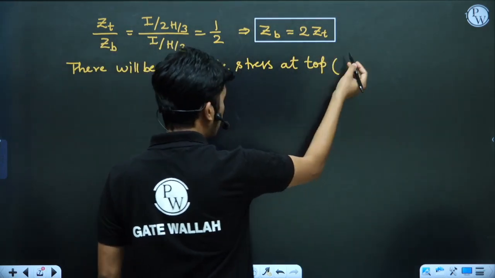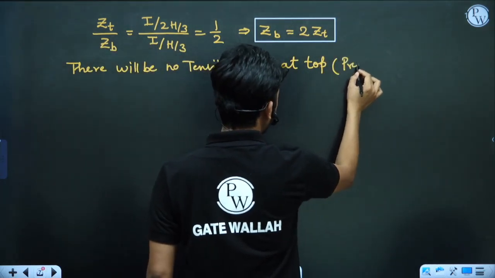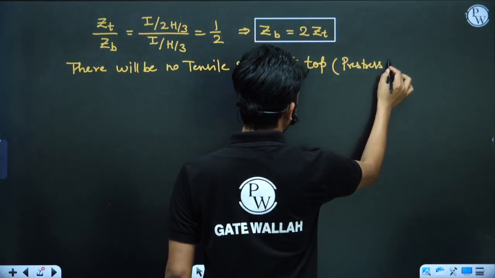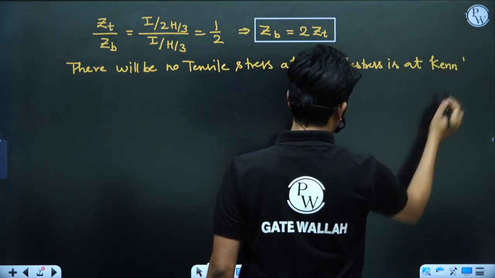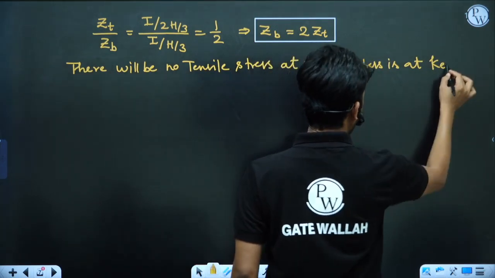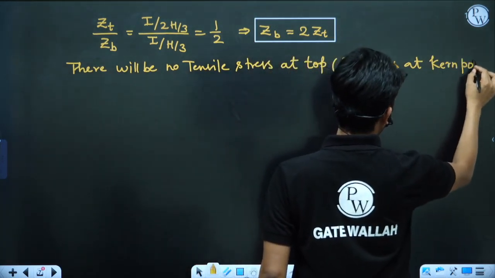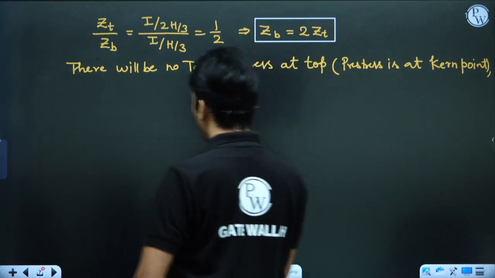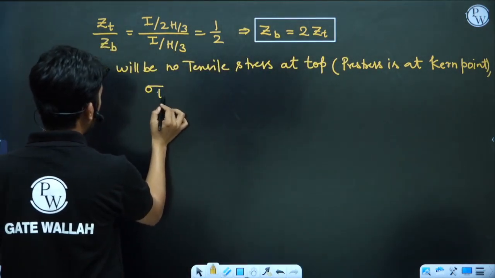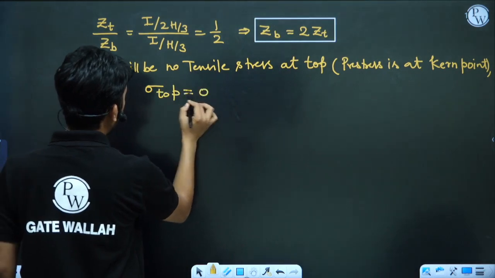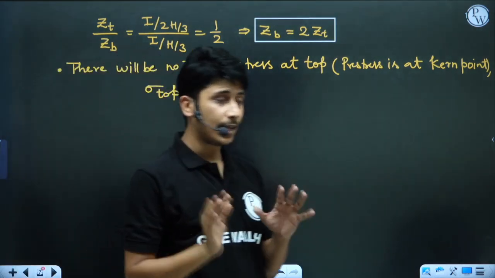Because the pre-stressing is at the Kern point, there will be no tensile stress at top. So sigma top will be 0. But when? Sigma top will be 0 when there is no moment applied, only pre-stressing is there.